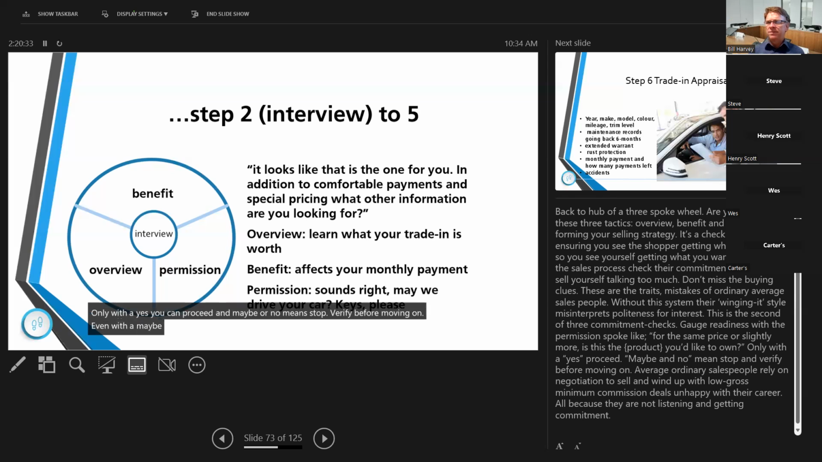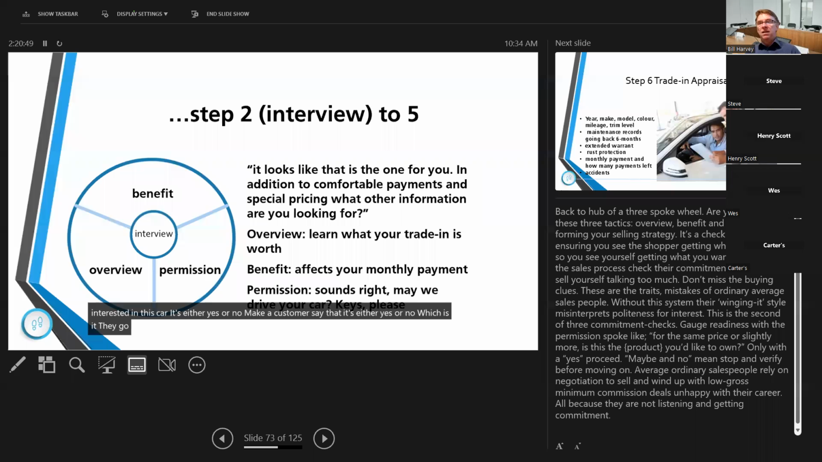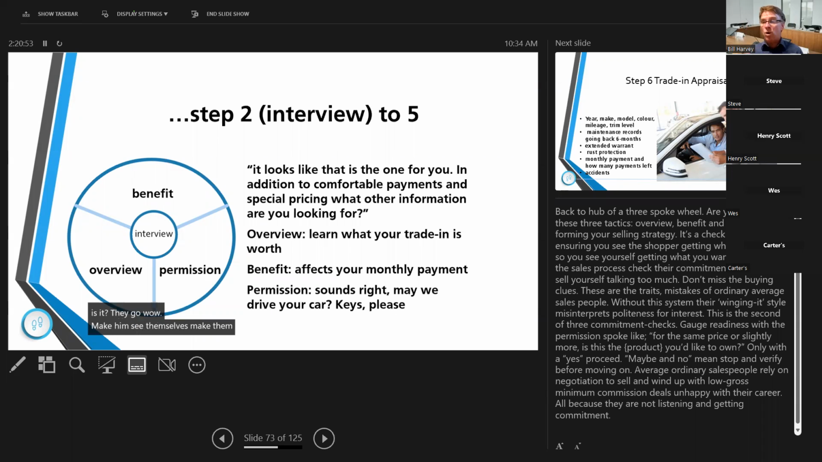Maybe. Why maybe? This is the second greatest financial decision you make in your life. How can you maybe be interested in this car? It's either yes or no. Make a customer say that. It's either yes or no. Like, which is it? They go, wow. Make them see themselves. Make them see themselves getting what they want.